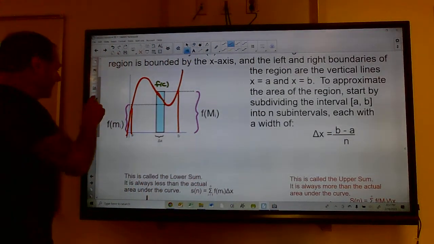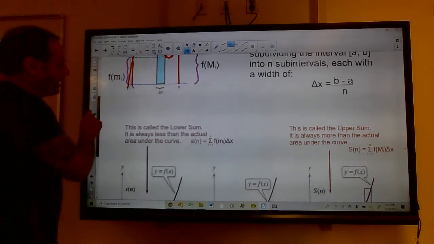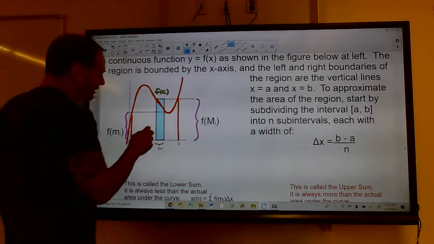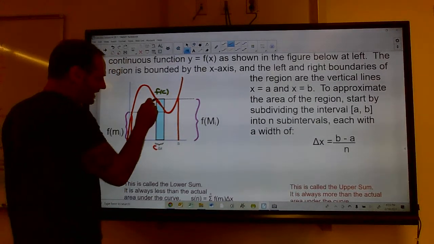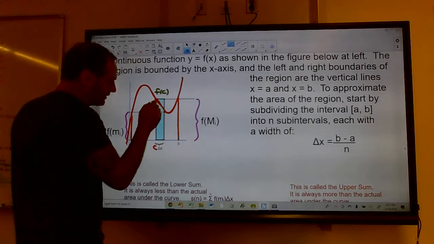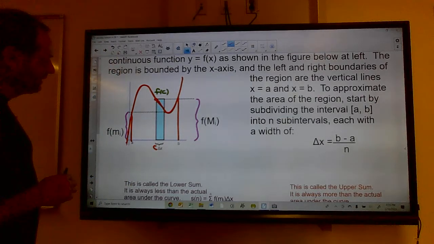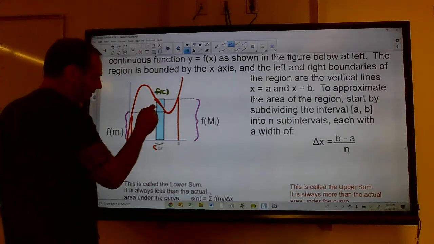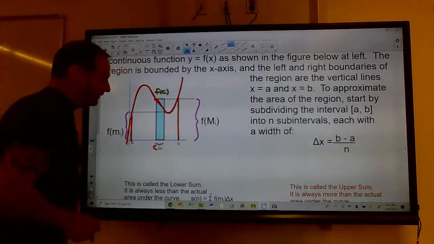Now the height's sometimes a little bit more difficult. Because here's a point c right here, and then this is f of c. That's the height. So whatever corner of this rectangle is on the curve, that's what you want to use for your f of c. And then there's your height, and there's your base, and you multiply that, find the area of the rectangles, and you add up all the rectangles.